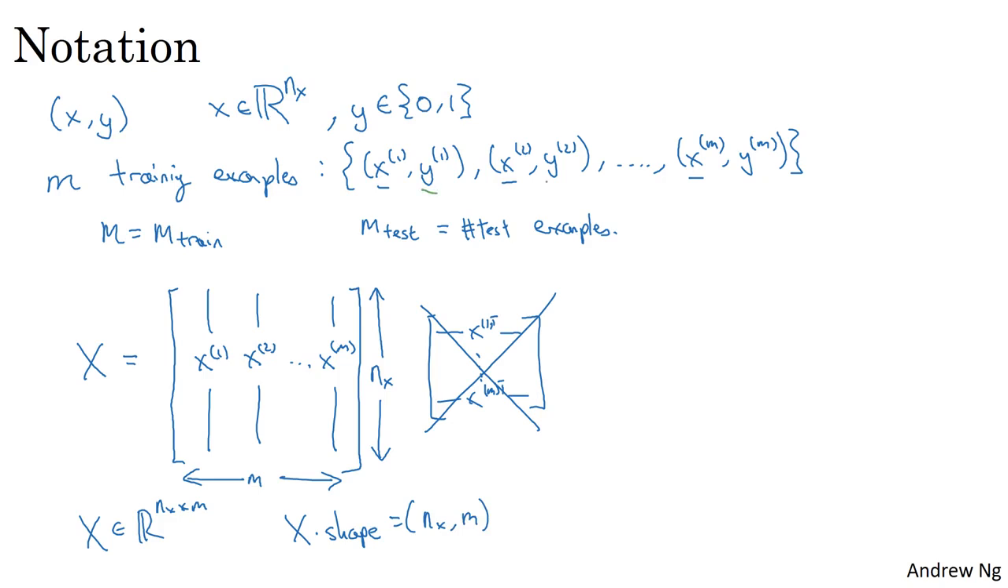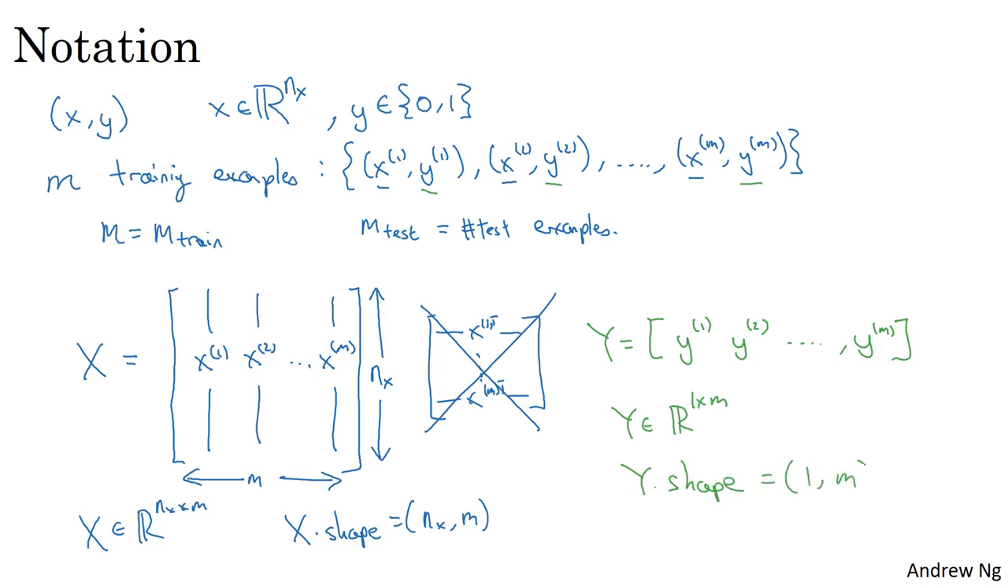How about the output labels y? It turns out that to make your implementation of a neural network easier, it will be convenient to also stack y in columns. So we're going to define capital Y to be equal to y1, y2, up to ym, like so. So Y here will be a 1 by m dimensional matrix. And again, to use the Python notation, the shape of Y will be (1, m), which just means this is a 1 by m matrix.